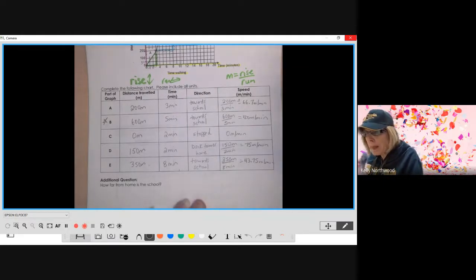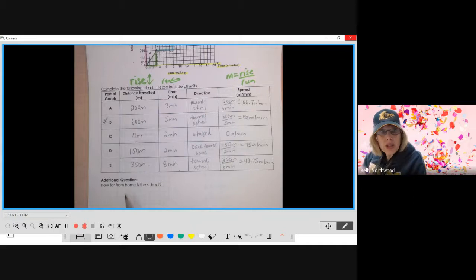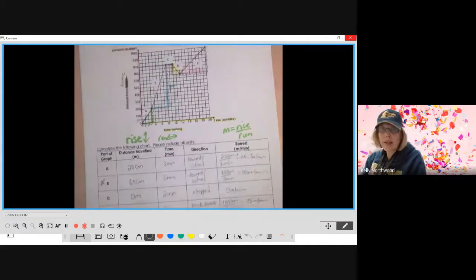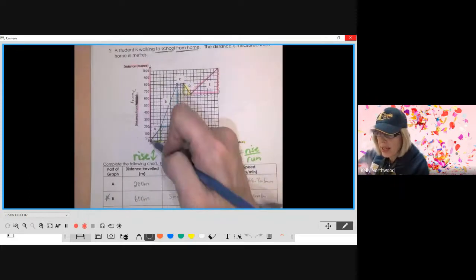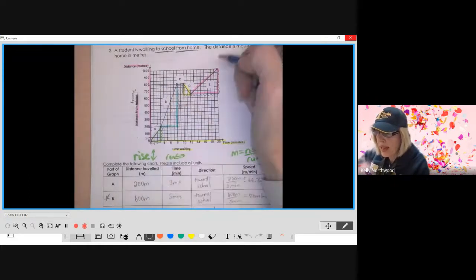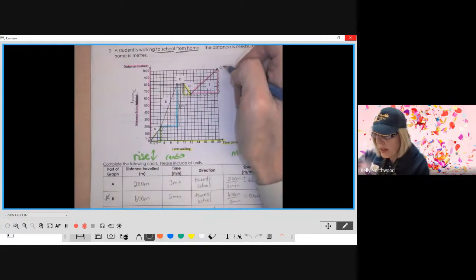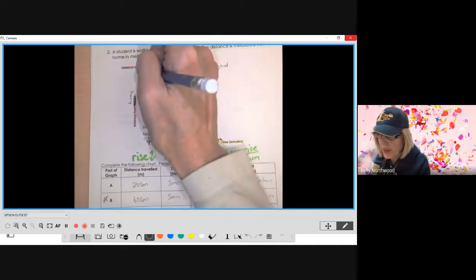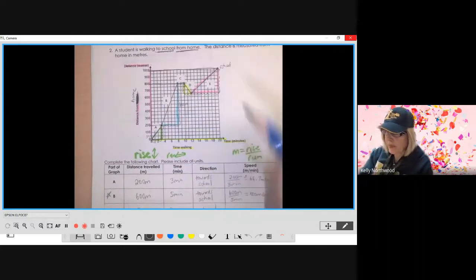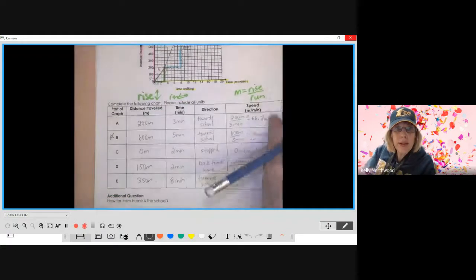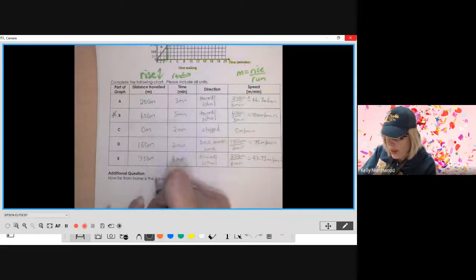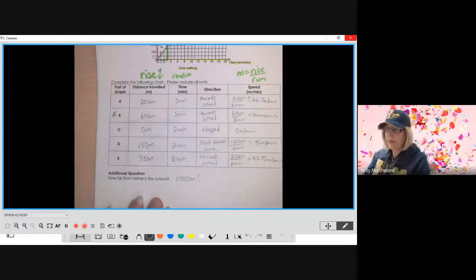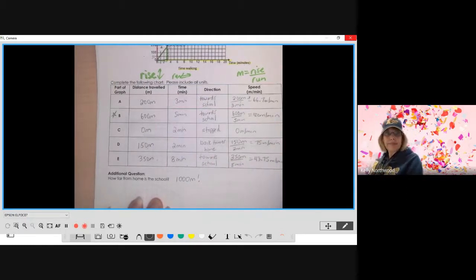Okay, so this time the additional question wasn't to explain what happened in each part. It's how far from home is the school? So assuming the student started at home and ended up at school, that would mean if we read across in the distance, school was 1,000 meters from home. So come down here. How far from home is the school? 1,000 meters.